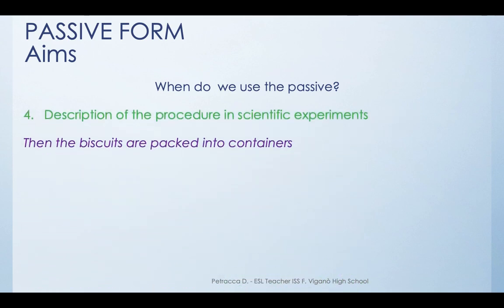Other cases, we use the passive when there is a description of a procedure in scientific experiments. For example, then the biscuits are packed into containers. This is a sentence which we could find in a procedure for creating biscuits.